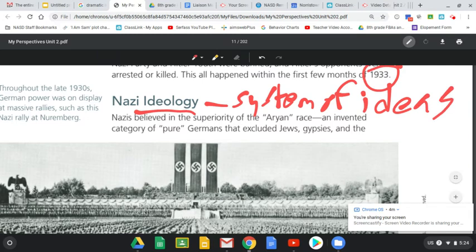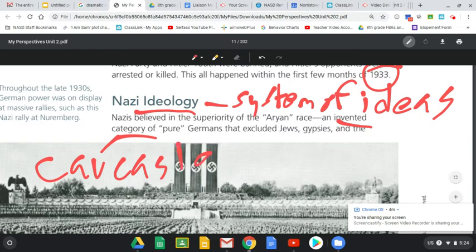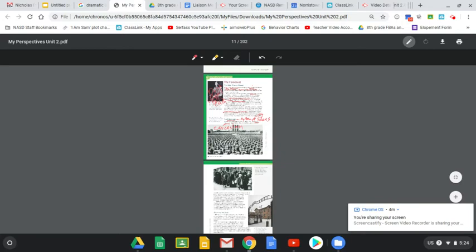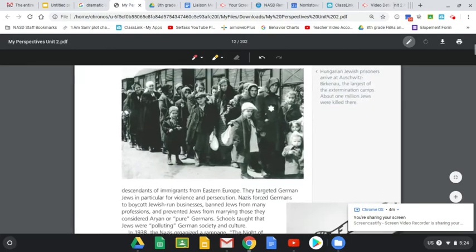Nazis believed in the superiority of the Aryan race, an invented category of pure Germans that excluded Jews, gypsies. Another invented category, if you didn't know this, is Caucasian. It was invented by a racist scientist. It was very spurious science, and that came up with that term Caucasian. It's not a real term.